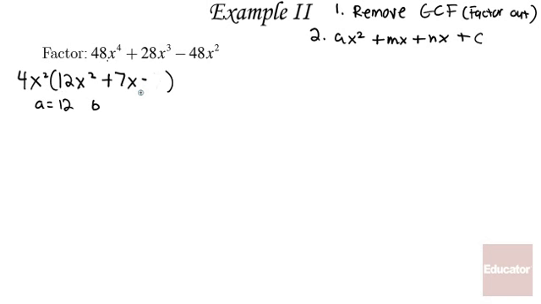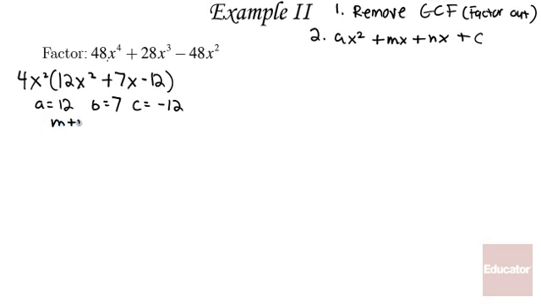This is actually negative 12 right there. Okay. A equals 12. B equals 7. And C equals negative 12. Okay. Now, to find m and n, what I'm going to do is recall my rules.